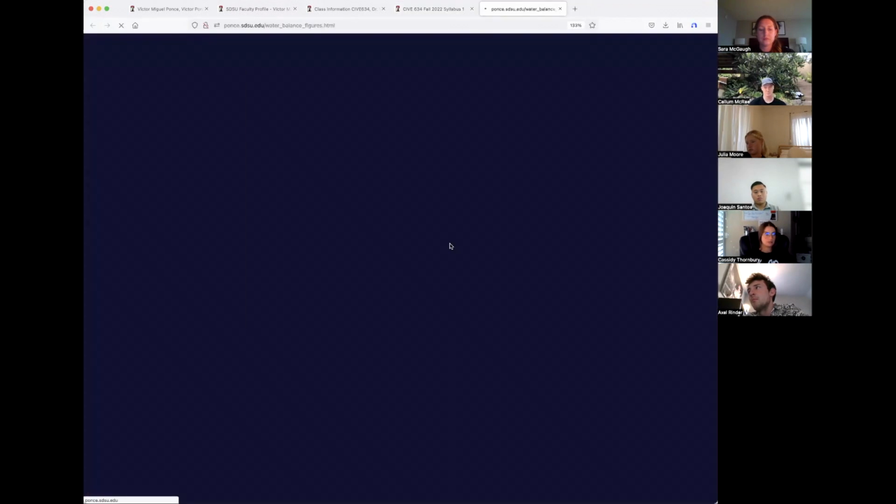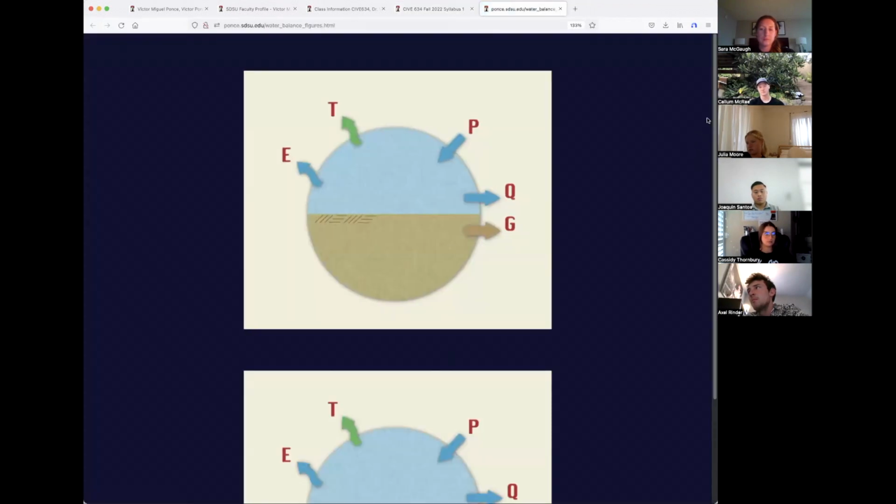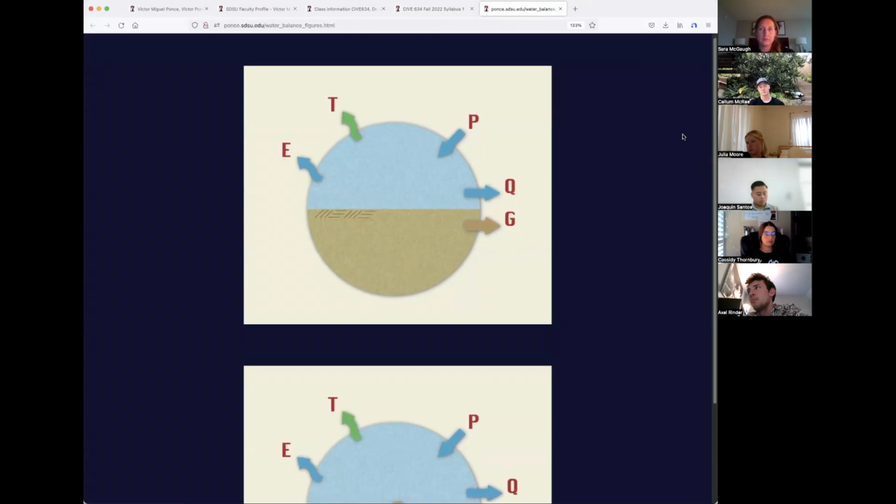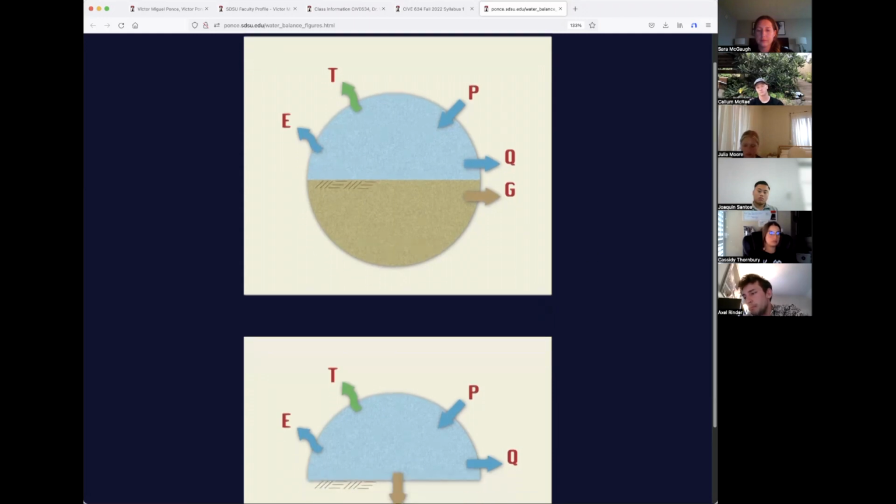Okay, the water balance figures. These water balance figures, I'm not going to have time to completely finish this, but I'm going to have you do work on your own after all. All of you are graduate students. Here we have a graph of what we're going to be talking about here about the water balance. The precipitation incoming, evapotranspiration from surfaces and water bodies, transpiration from plants. Q is the runoff, and G is the underground runoff.